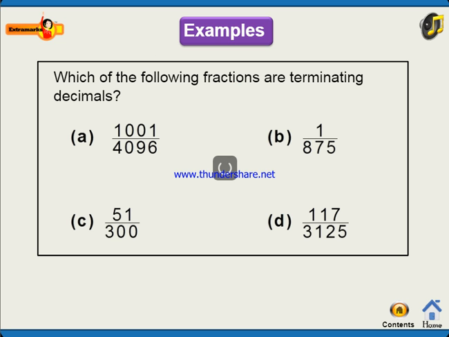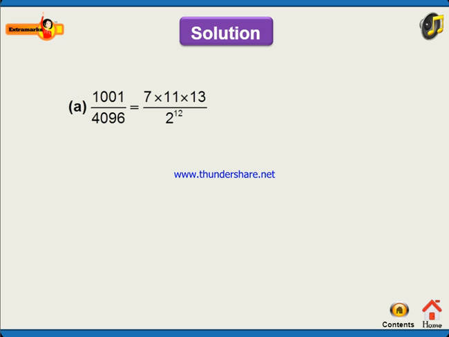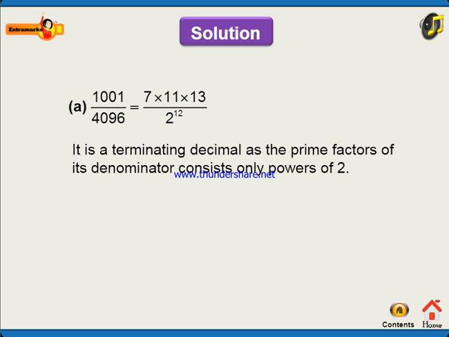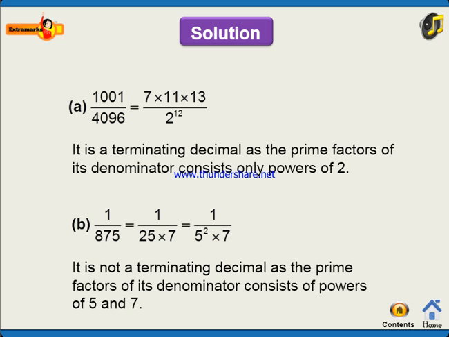Let us work out an example. Which of the following fractions are terminating decimals? Solution. 1001 upon 4096 can be expressed as a terminating decimal as the prime factors of its denominator consist only of powers of 2. 1 upon 875 cannot be expressed as a terminating decimal as the prime factors of its denominator consists of powers of 5 and 7.